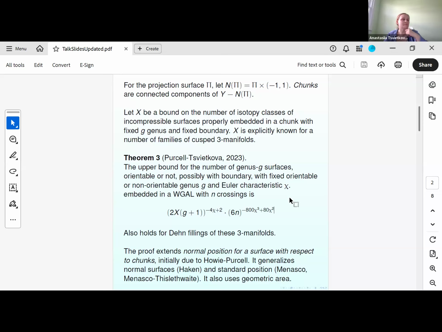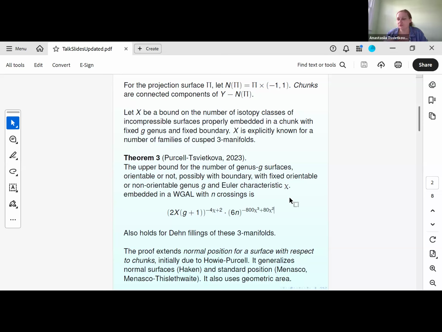And again, the key here is this extension of standard position. Josh Howie and Jessica Purcell also called it normal position for this wide family of cusped manifolds.